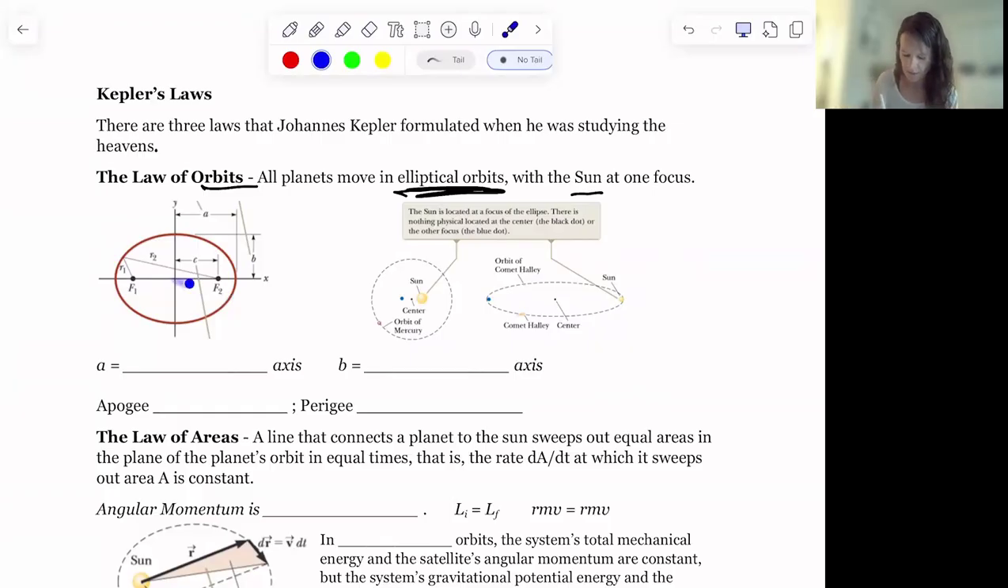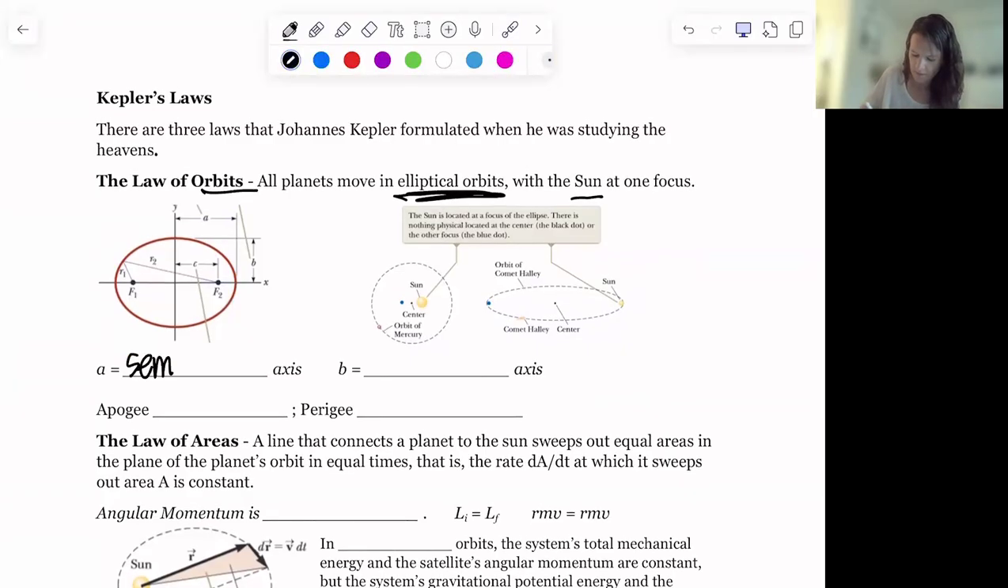One of them is this variable A, that's from the center to the furthest point right here. And that is our semi-major axis. And then this other bit over here, B, from the center to the closer point on that ellipse, is called the semi-minor axis.